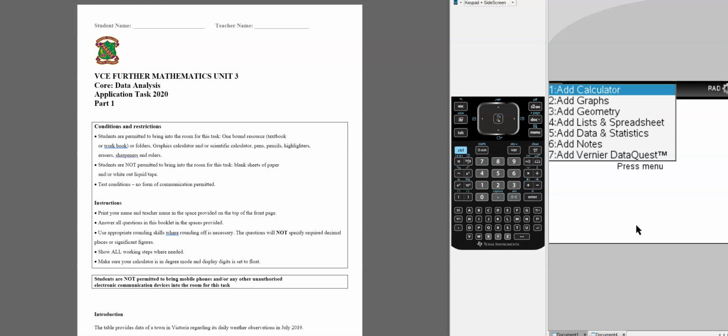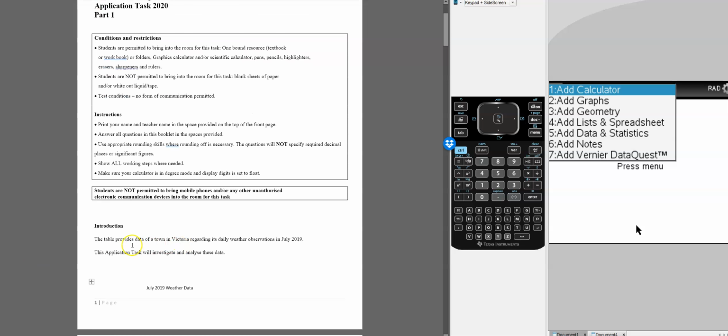Welcome students. This video is going to run through the application task for 2020. This was used to assess students, with looking at the actual assessment.